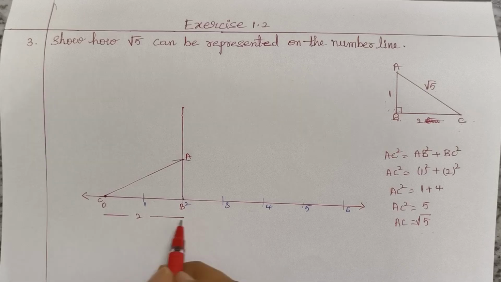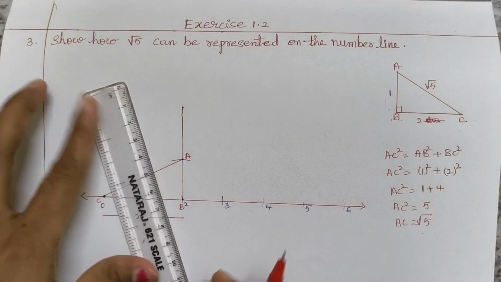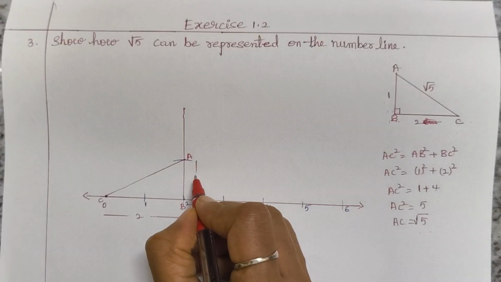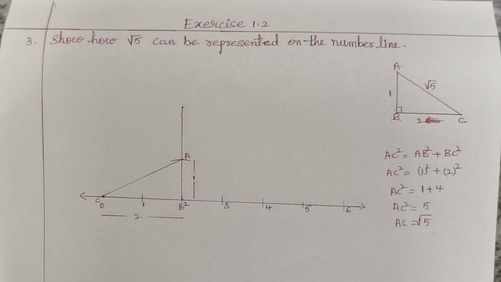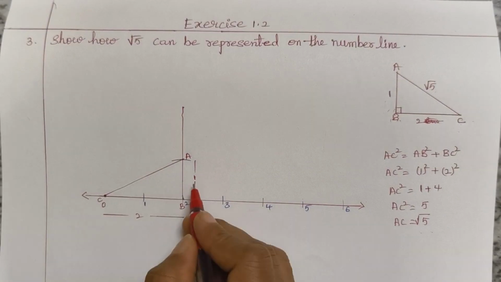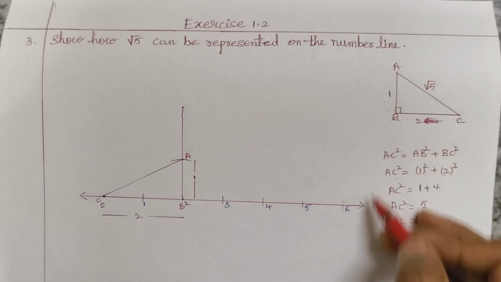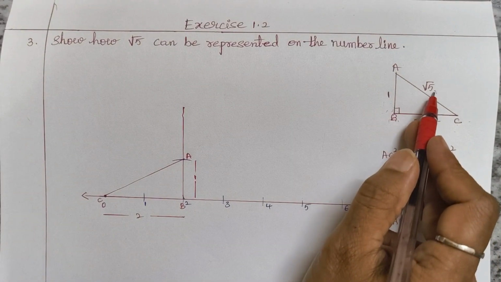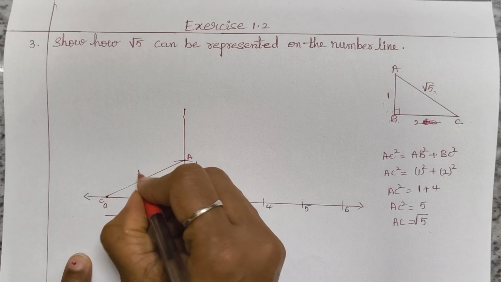See here. This is ear to ear. How many units? 2 units. Next, ear to ear, how many units are there? 1 unit is there. Now you want, see here, this is 2 units. So this 1 unit means, see here, this we already did the simplification. So AC is equal to how many? What is the measurement? This is root 5.